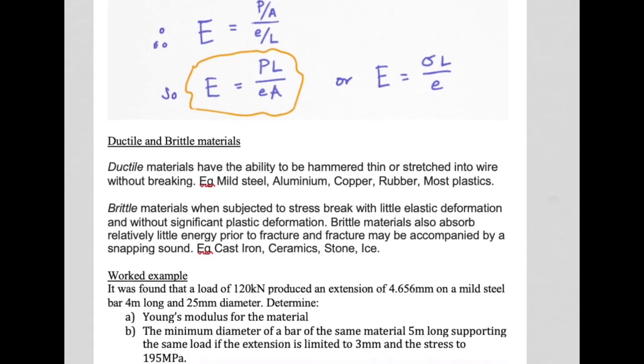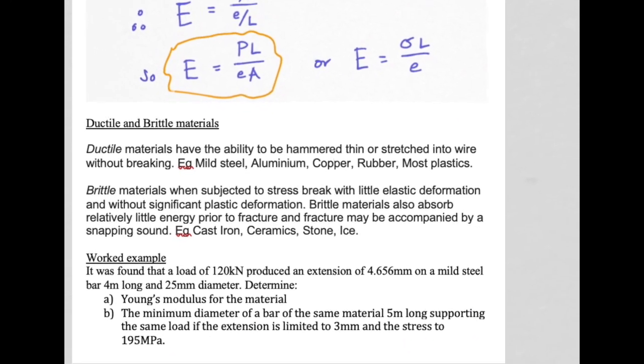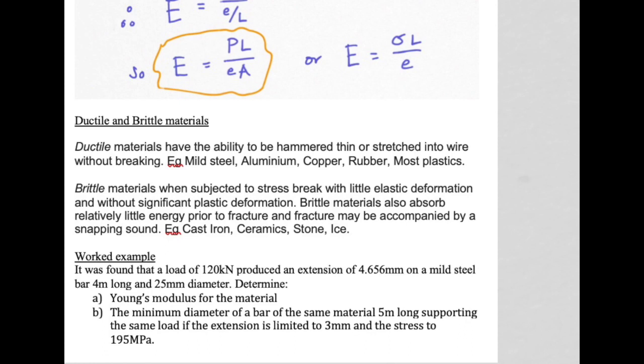Okay, so now we're going to go on and do a worked example. And in this worked example, it says it was found that a load of 120 kilonewtons produced an extension of 4,656 millimeters on a mild steel bar 4 meters long and 25 millimeters diameter. You must find, firstly, the Young's modulus for the material. Remember, that is E. Okay, so that's A.